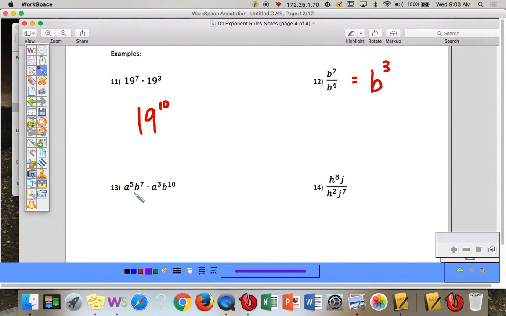Take a look at this. We have 2 bases. Let's look at the a's first. 5 a's and 3 a's, there's 8 a's. Then take a look at the b's. 7 b's and 10 b's, there's 17 of them.